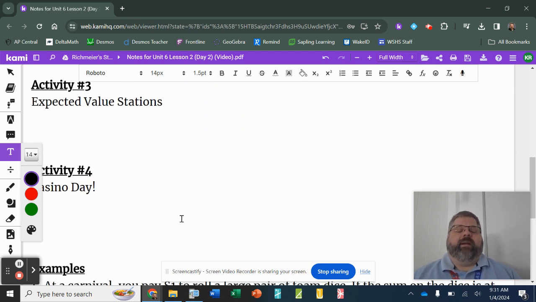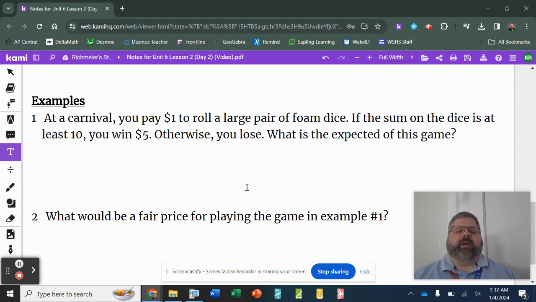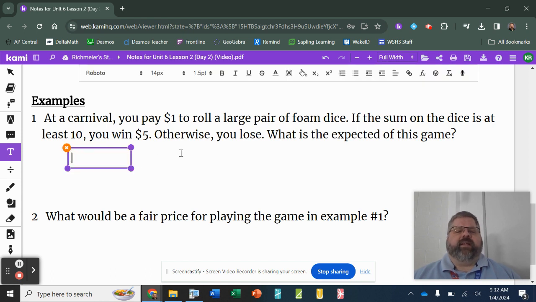All right. We did a couple of activities in class, expected value stations and casino day. And then I just want to go over some more examples of using expected value and doing a fair price. All right, so let's take a look at another example.